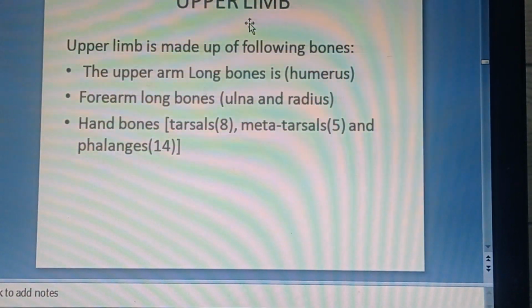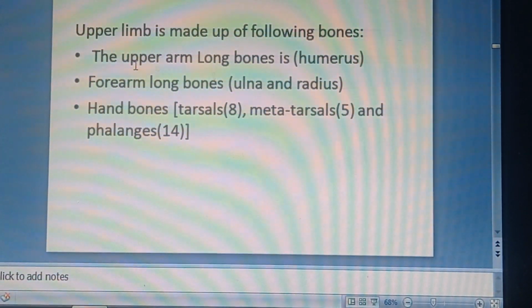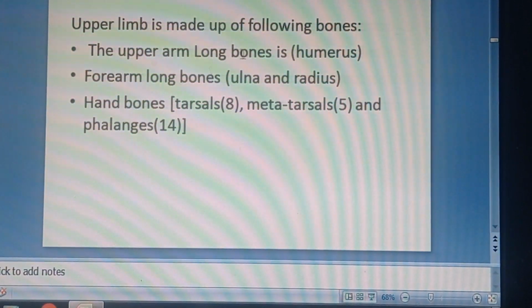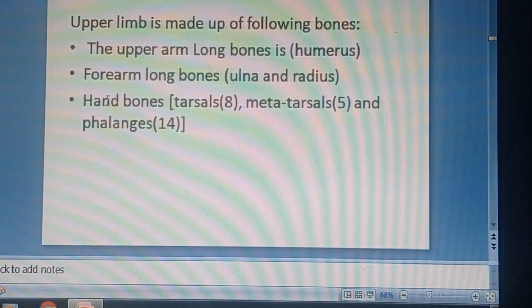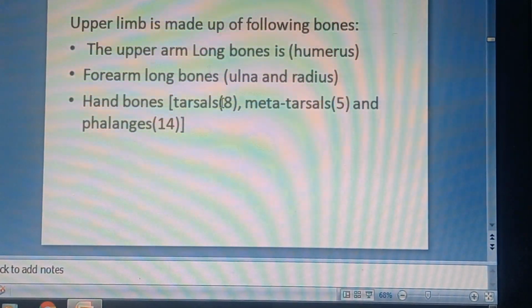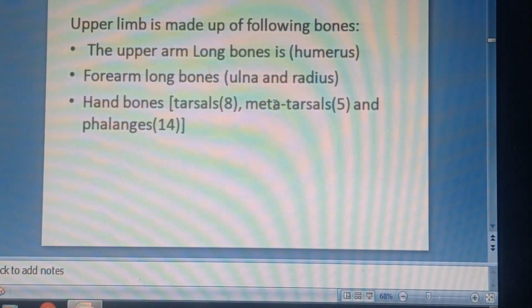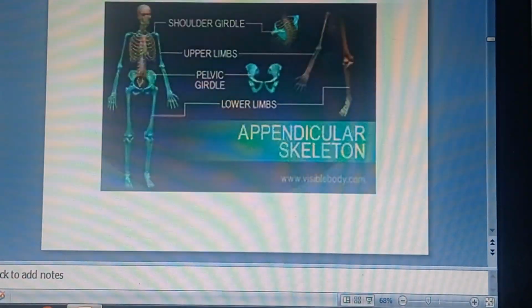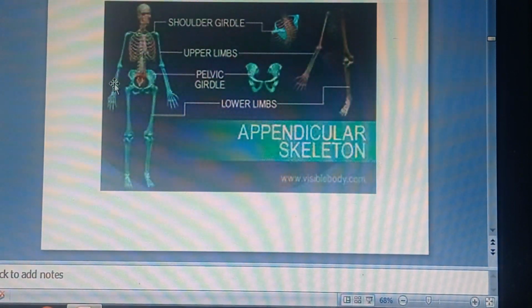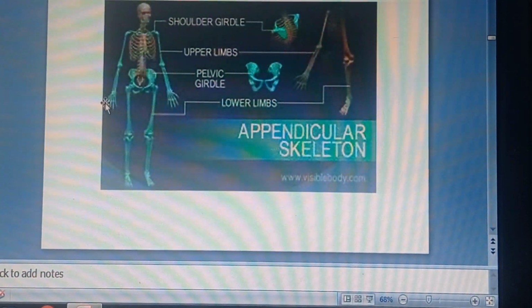Starting from the upper limb, we categorize the upper limb as upper arm, forearm and hand bones. In the upper arm, humerus is present. In the forearm, radius and ulna are present. In the hand, 8 tarsals, 5 metatarsals and 14 phalanges are present. This is the upper limb. We categorize it as arm, forearm and hand.